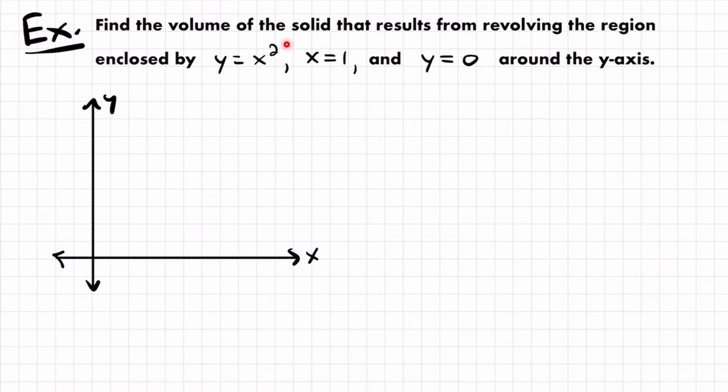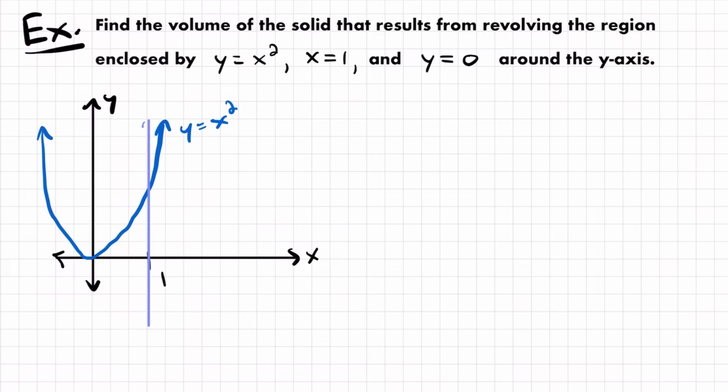We know that y equals x squared is just a parabola pointing upwards, where the vertex is at the origin. And so I'll draw that here. Here's our parabola. That will be y equals x squared. And then for x equals 1, that's just going to be a line at the value of x equals 1. And so let's label x equals 1 right here. And then we will draw a line that will be x equals 1.